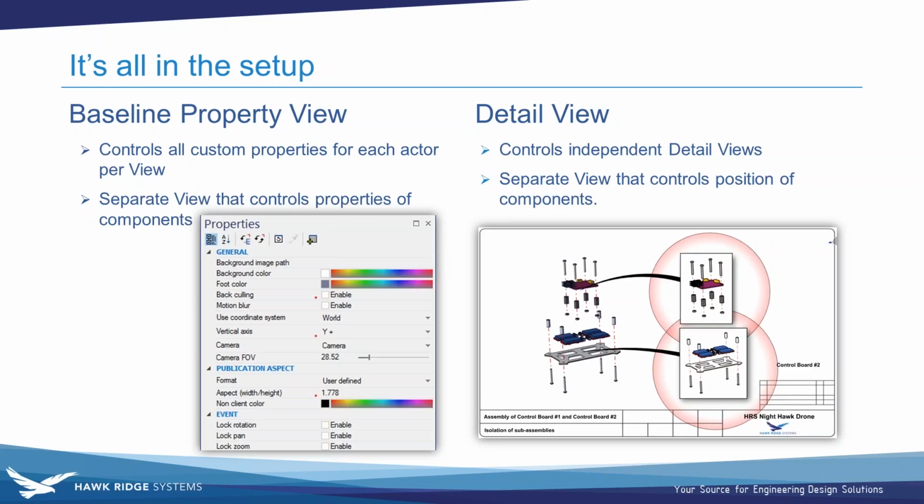Now this one is going to be a separate view that controls the position of your components. So the baseline property view controls all the properties of your components. The detail view is going to control the location of your components. And so you can go through, you can create a bunch of exploded views within Composer, and you can save them as little detailed views and use them within your document wherever you want. Now this allows us to put as many steps as we can fit on a page, or want to fit on a page, depending on the print size, of course. Okay. That's for the very end.